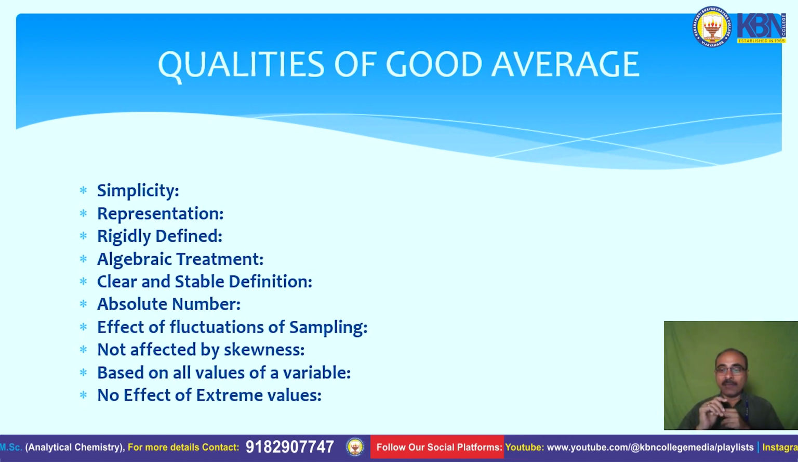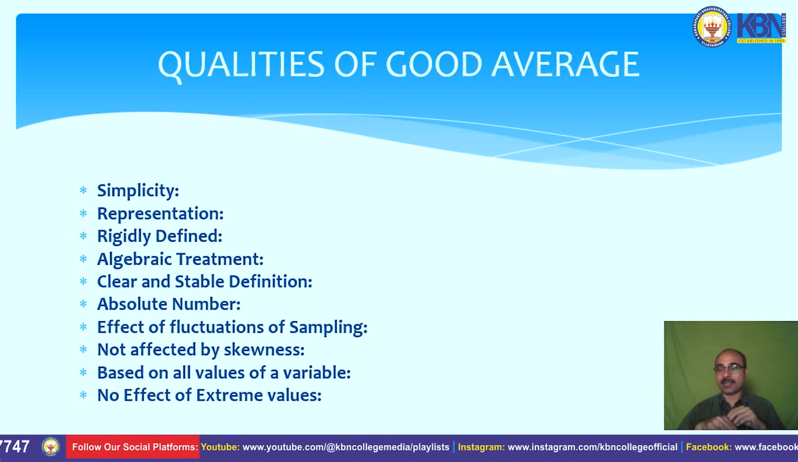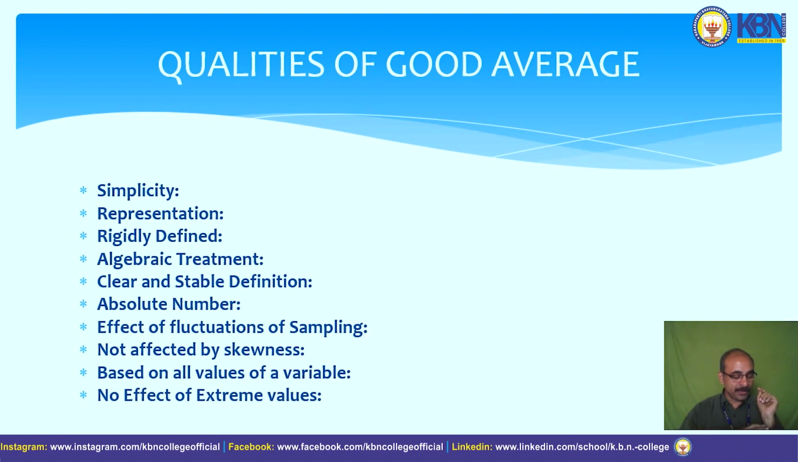Third one, the average must be rigidly defined. That means there should be no deviation in the average calculated by one person with the other. There should be a definite figure that will be obtained by each and every person who computes that particular average. Next one, further algebraic treatment.